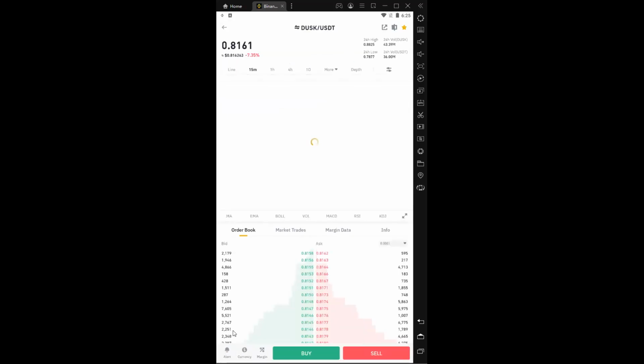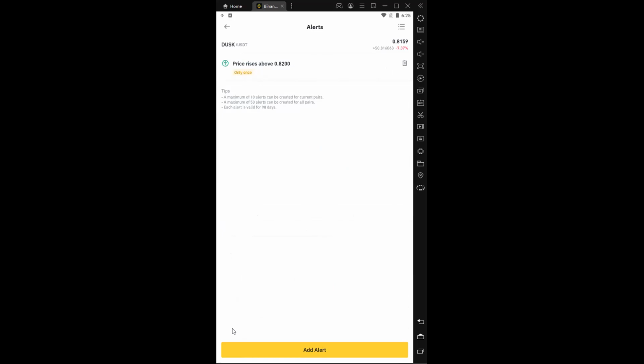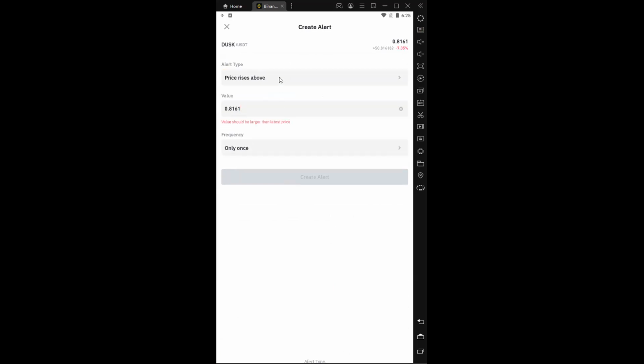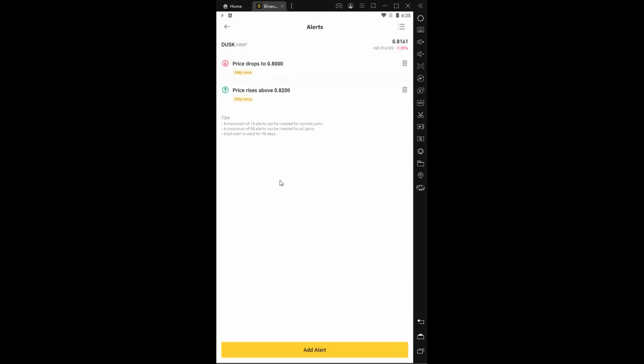You can create another alert for maybe when the price drops to, let's say, 8.0. So when the price drops to 8.0, you get an alert. You can do with it whichever way you want, whichever way you want to use the details of the price drop or the price pump. You can use that information as you wish.